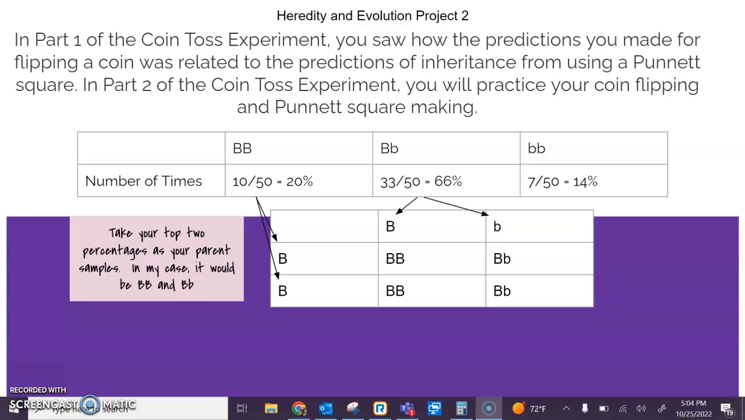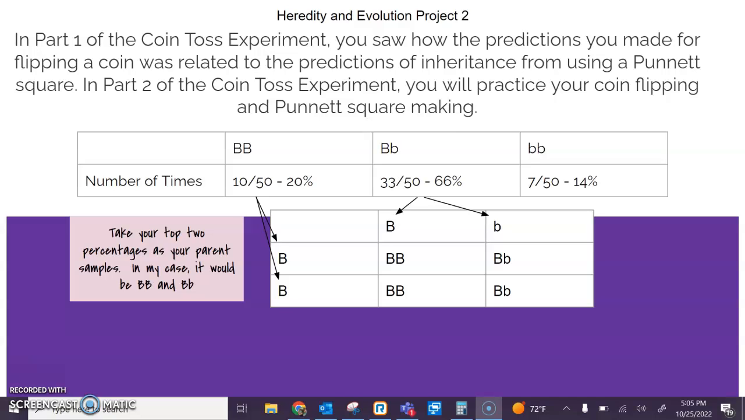So the instructions on this experiment are to flip 2 coins at the same time 50 times. All right, so I flipped the coins 50 times, and if I landed on heads, it was a capital. If I landed on tails, it was a lowercase. So I recorded my results. I got 10, 33, and 7. I divided each of those out of my total number, which was 50, to find the percentages. Then I took my 2 highest percentages. I chose those as the parents.